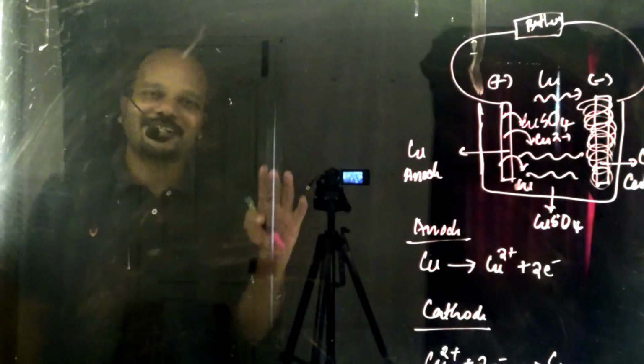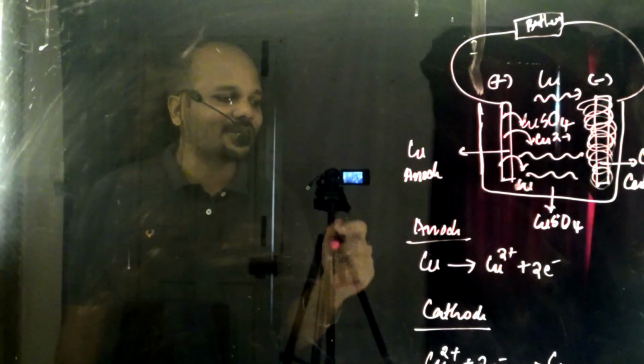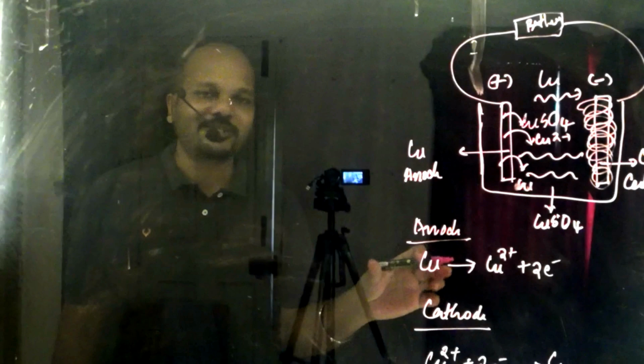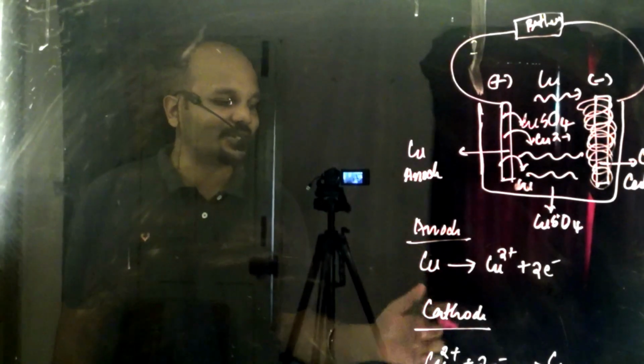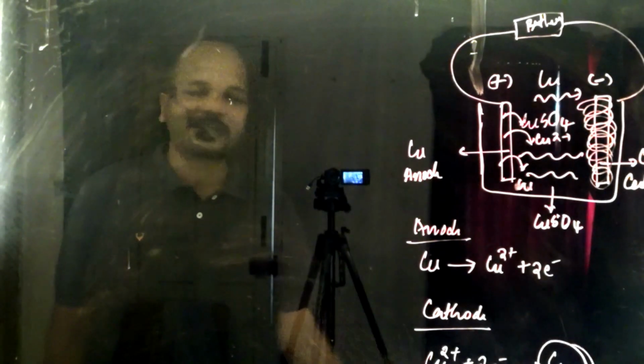So, different conditions, different electrodes, different products. Here, in the anode there is no product because it is only dissociating. At the cathode, the main product is copper. So there is only one product here, that is copper.